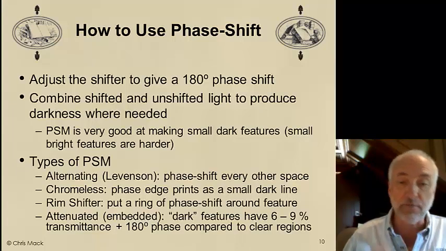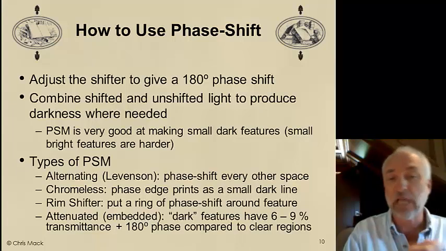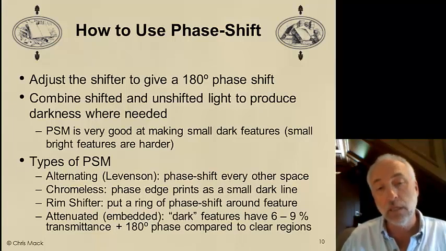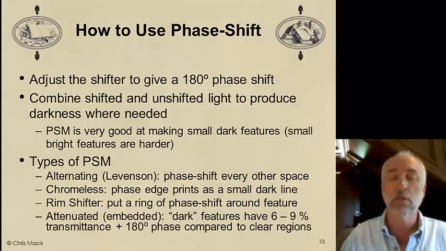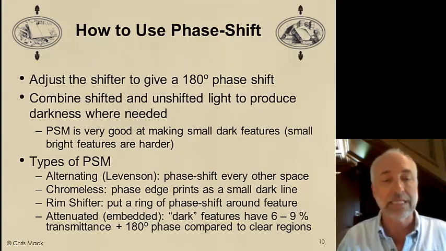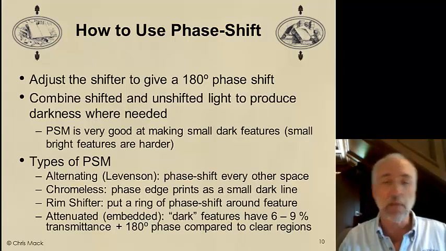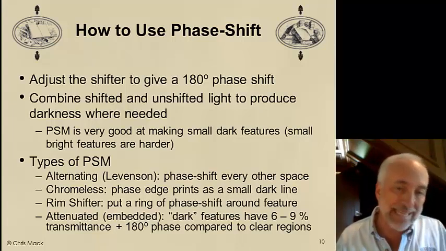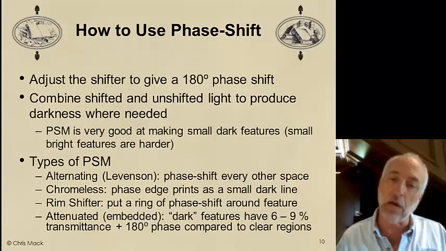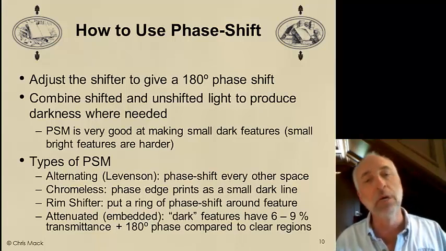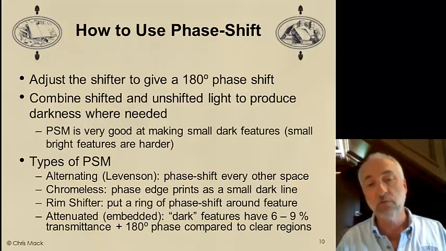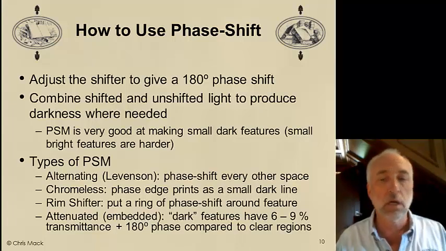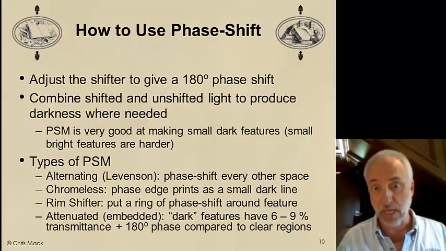Rim shifters put a phase edge on the outside of a feature, but by far the most common and most commonly used phase shifting mask today is called the attenuated or embedded phase shifting mask. Here we embed the phase shifting property into the absorber. Now, our chrome on glass mask uses chrome as the absorber, but for an embedded or attenuated phase shifting mask we use molybdenum silicide as our absorber.